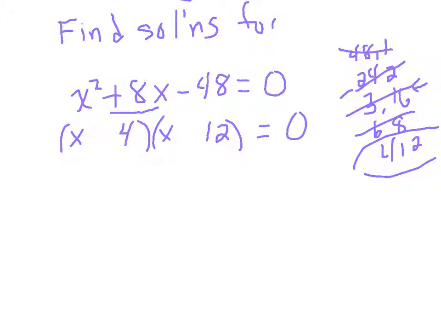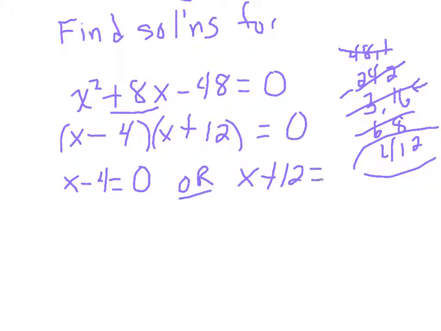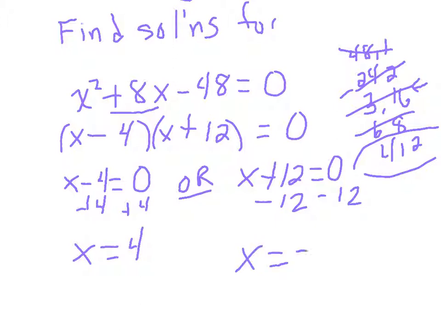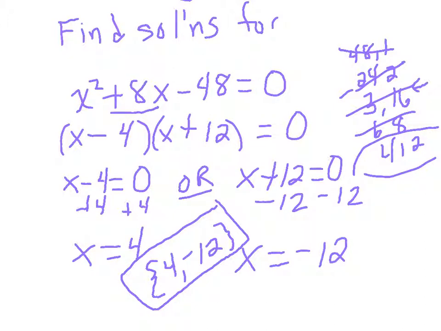Our 8 needs to be positive, so our bigger number needs to be positive and the other one's negative. To get your solutions, x minus 4 equals 0, or x plus 12 equals 0. Solve each of those for x. x equals 4 in that case. Minus a 12, minus a 12, and x can equal negative 12. And again, to express your solution in these brackets, do it like that. That's not the prettiest bracket, but that's all right. There you go. Those are your solutions.